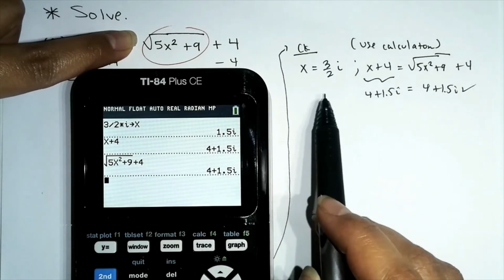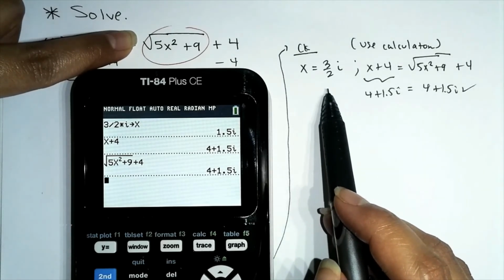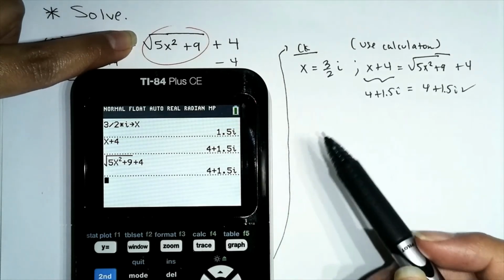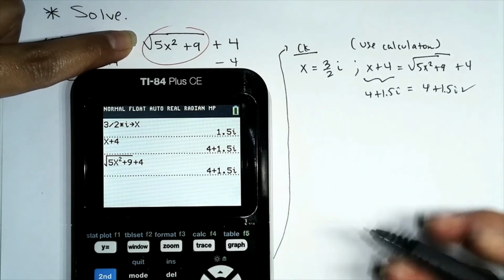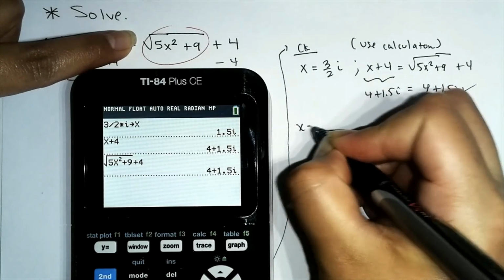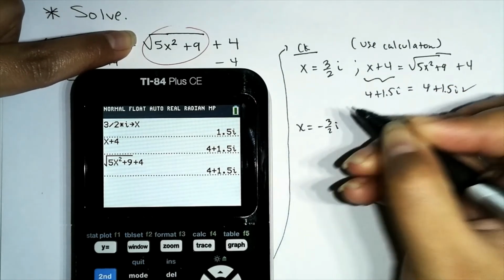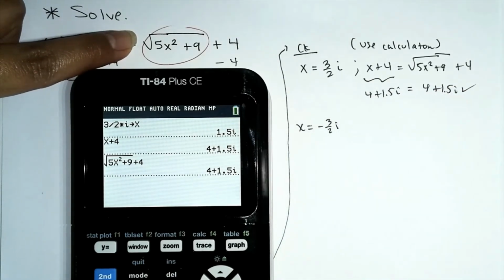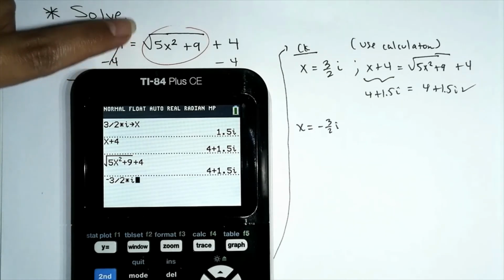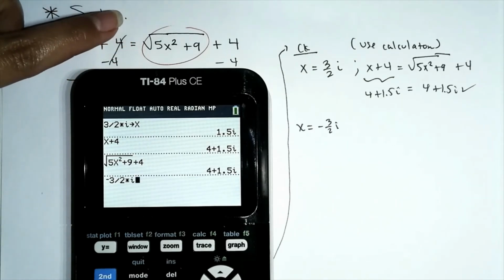We nailed it. Okay, now, just because 3/2 i is a solution, it doesn't mean that the conjugate, negative 3/2 i, is also a solution. So let's go ahead, check it. You can do it by hand, but we have no time for that. So let's go ahead, store it in our calculator. Negative 3/2 times i. Again, use the fraction button, and then we're gonna store it.